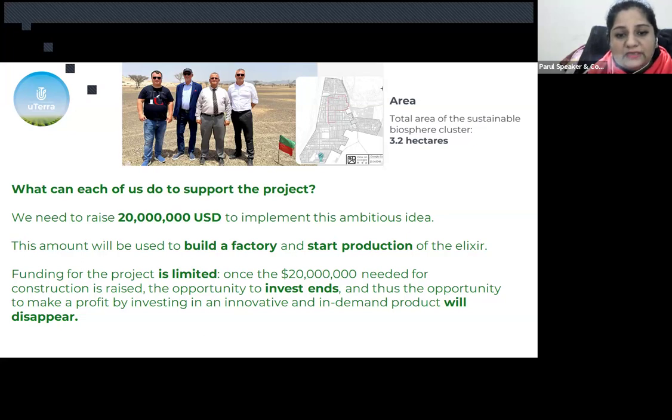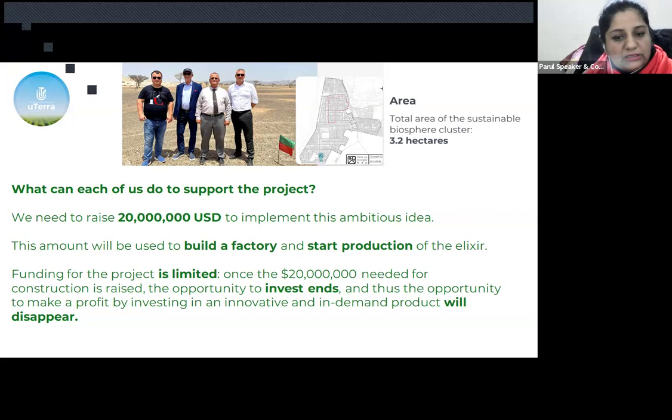So we need to raise $20 million to implement this ambitious idea. This amount will be used to build a factory and start production of the elixir. We know the strength of it, we know the benefit of it, and we know what impact it can have, or what difference it can make to the dead soil or to the world. So that's why this is the amount which we need to raise.